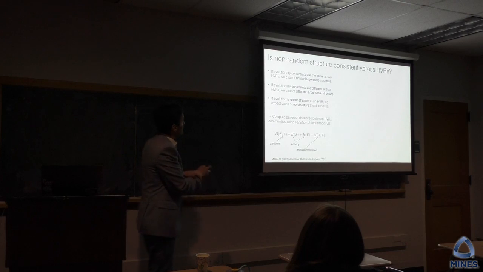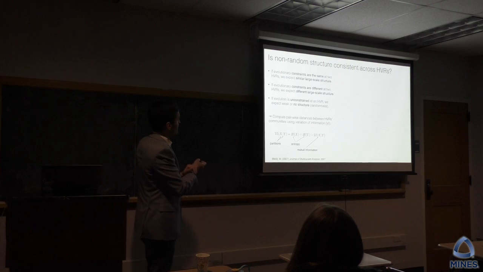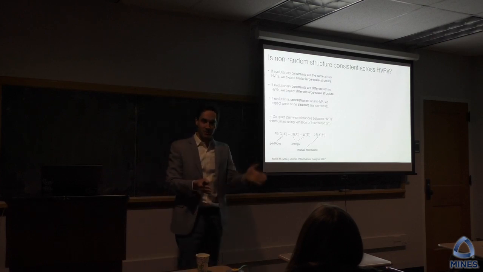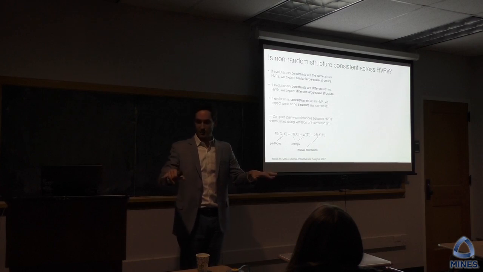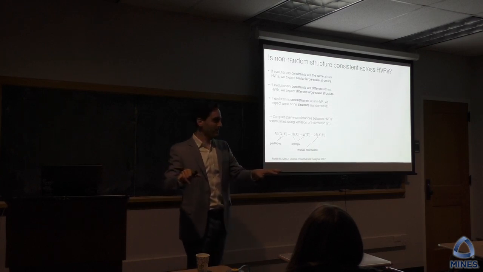So what we can ask is, is the non-random structure consistent across the highly variable regions? If the evolutionary constraints are the same at two of the highly variable regions, we expect a similar large-scale structure, because they're both being constrained by the same rules. If you have groups on one side, you should have groups in the other location too.